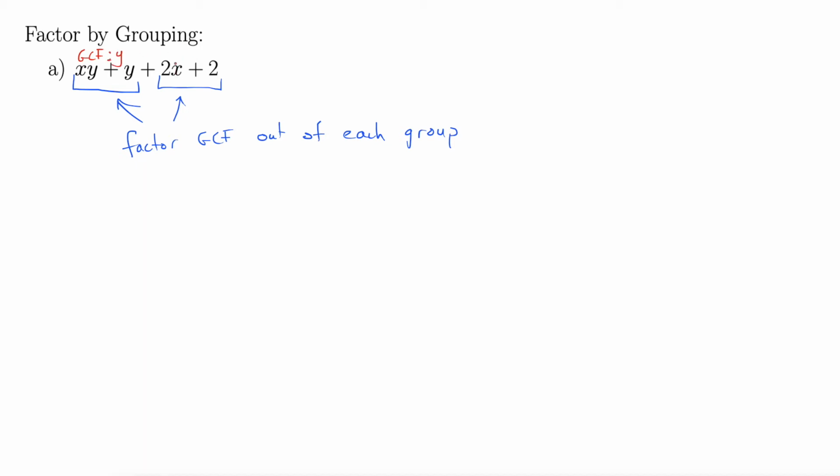How about the second group? We have 2x and 2. GCF here, sorry, not 1, 2. Okay, so let's factor out a y from the first group. So y comes out, leaving us with x plus 1.